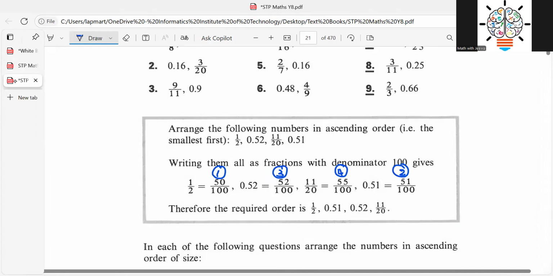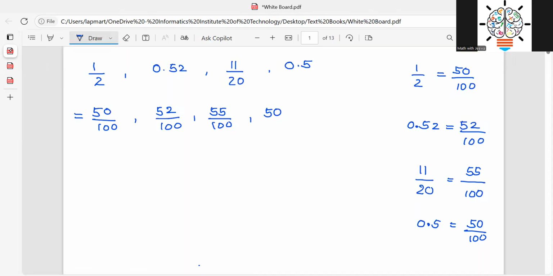Wait. The last one is 0.51. So that's what I was thinking about. So this should be 0.51, and then this should be 51. Then here I write 51 over 100.